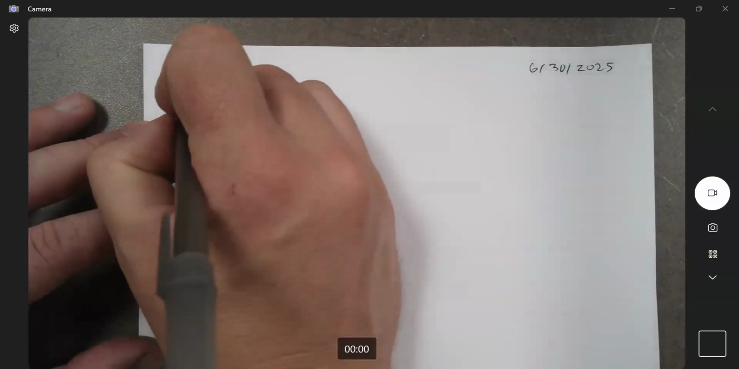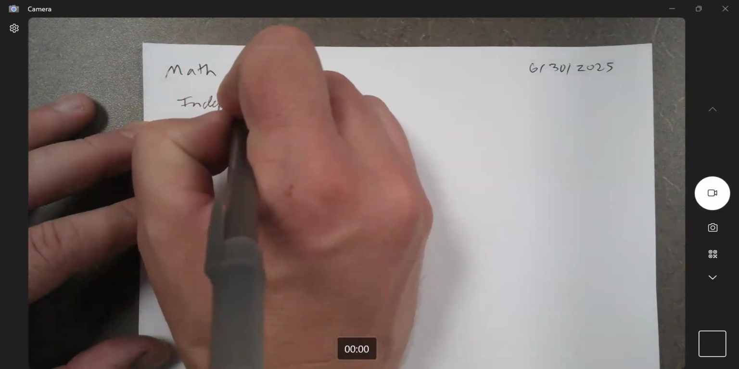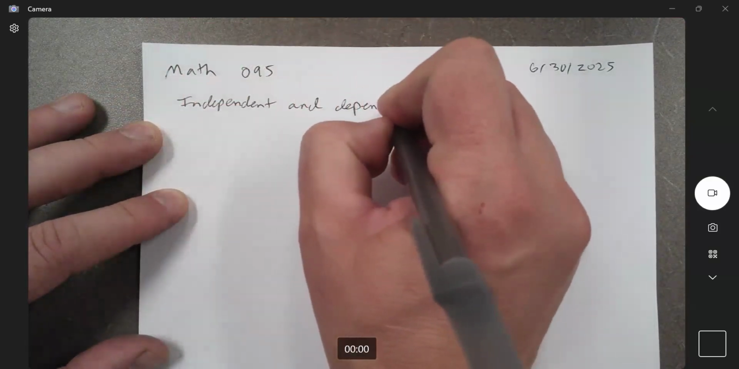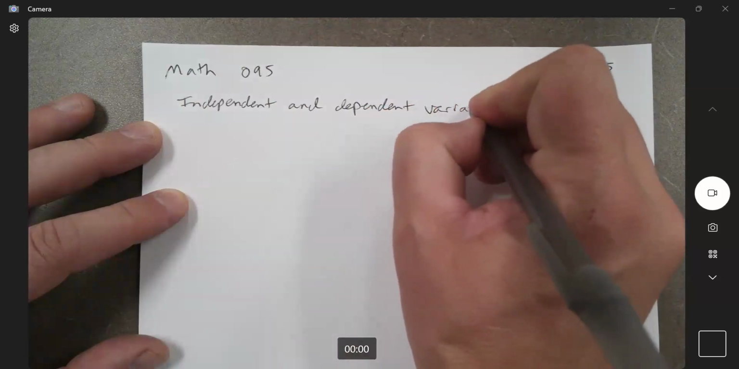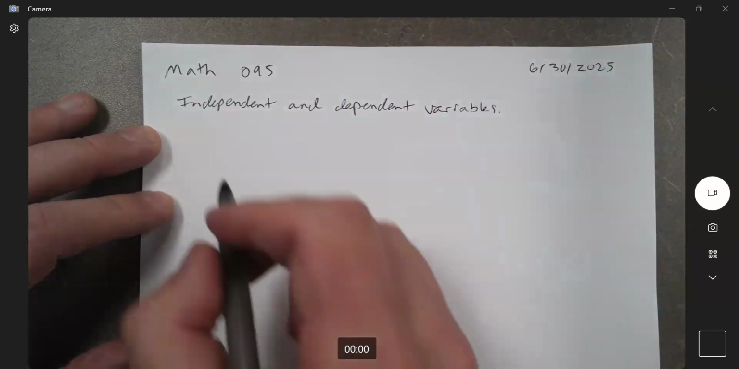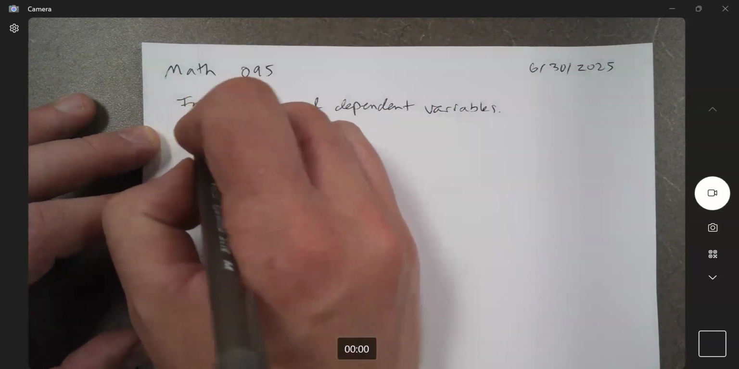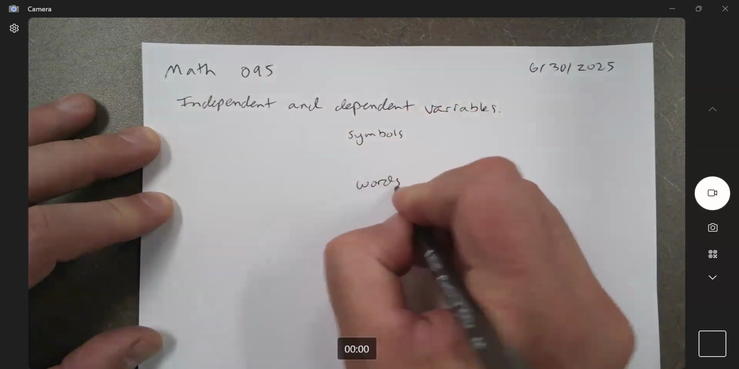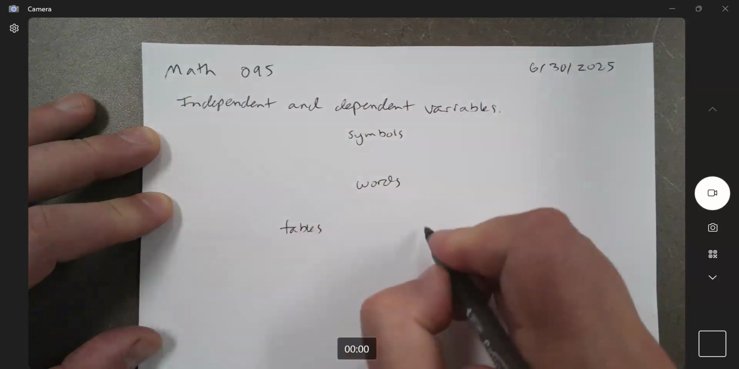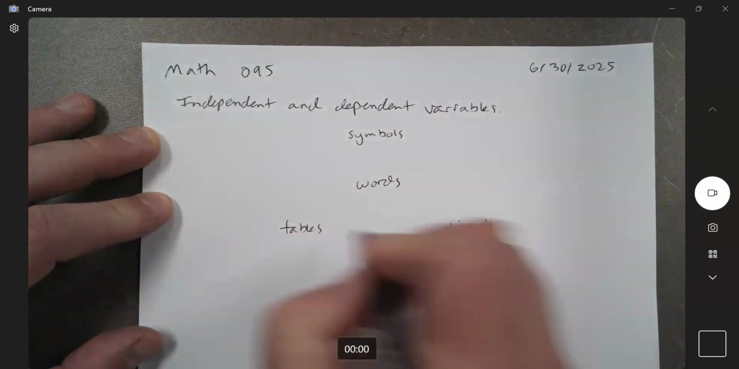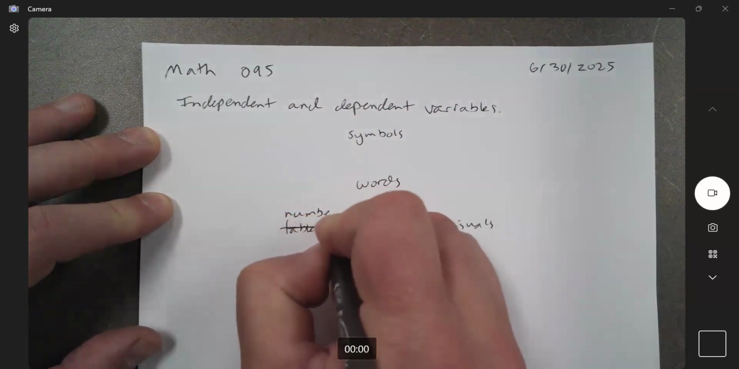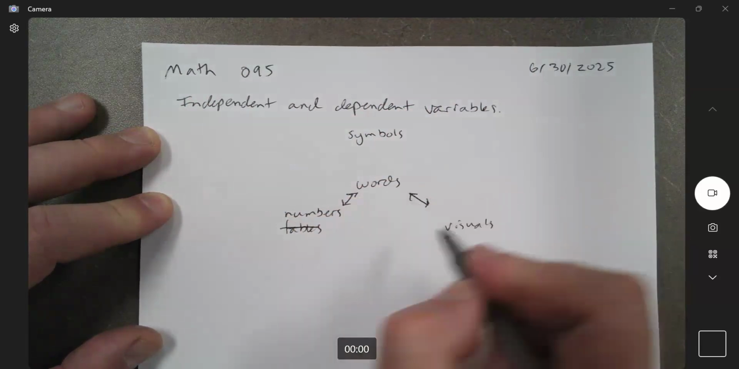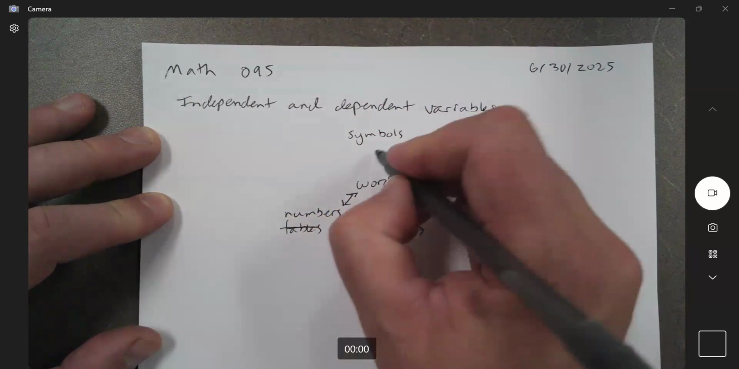which is independent and dependent variables. All right, so we often use mathematical formulas. Let's remember our 4 ways of representing, this should say numbers, mathematical ideas, and moving between the different ways is one of the skills that I want you to work on.